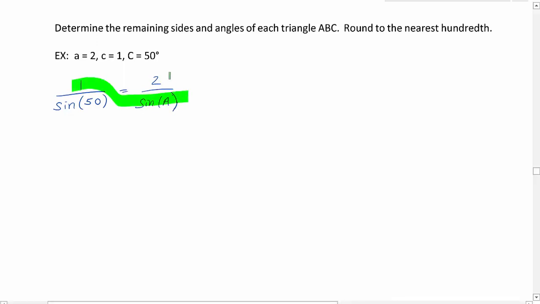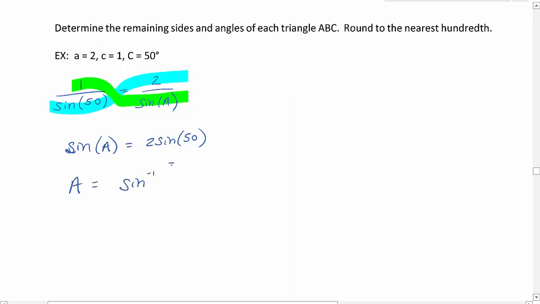We have a proportion, so we'll cross multiply. Sine of A is equal to 2 sine of 50 degrees. Since we're solving for an angle, we're going to have to use an inverse trig function here. Angle A is going to be sine inverse of 2 times sine of 50 degrees. And we're going to plug this into our calculator. Make sure you're in degree mode, and we'll round to the nearest hundredth.